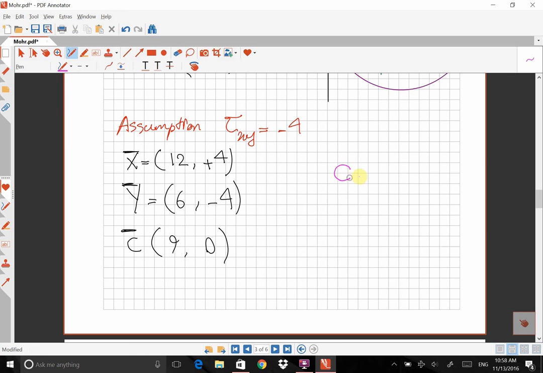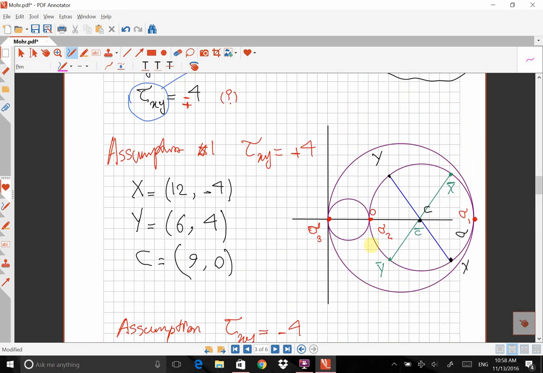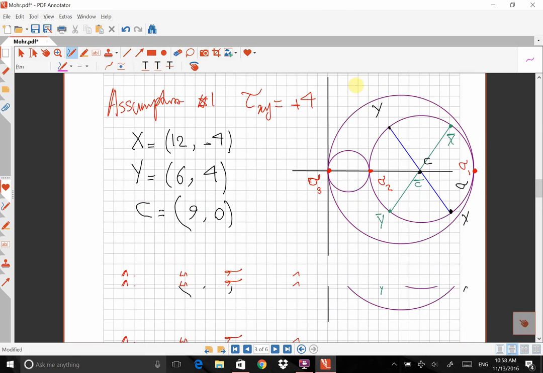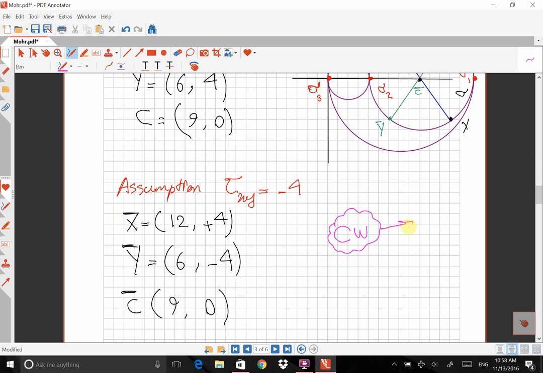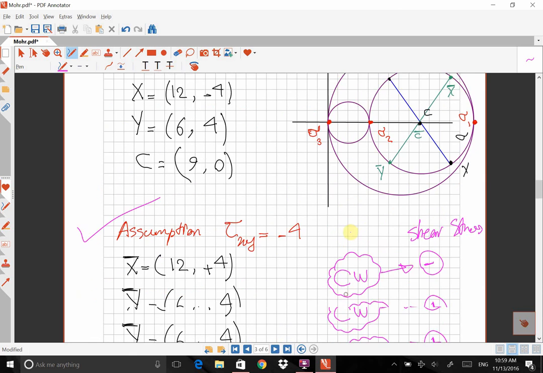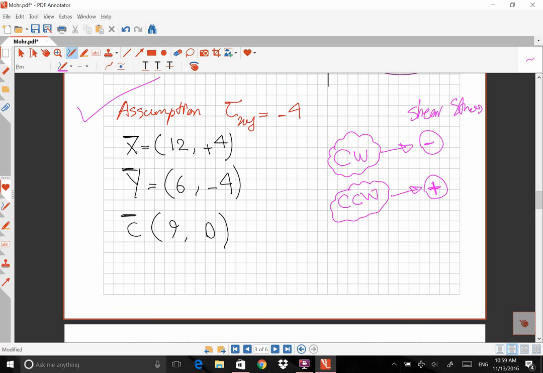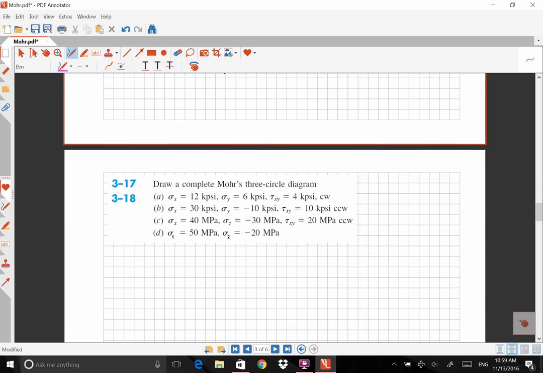if you want to know the real things, when we have clockwise something, like for example, in this situation that's clockwise, that means the shear stress is negative. When we have counterclockwise, that means the shear stress is positive. Okay, so in this case, because that was clockwise, that was the actual case. But you see that I assumed the wrong one, but I got the same answer. But I suggest you for the exams, you just use the correct assumption, this one. Okay, let's jump to the second example.